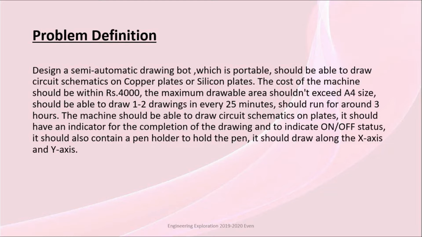The machine should be able to draw circuit schematics on plates. It should have an indicator for the completion of the drawing to indicate on or off status. It should also contain a pen holder to hold the pen. It should draw along both X and the Y axis.